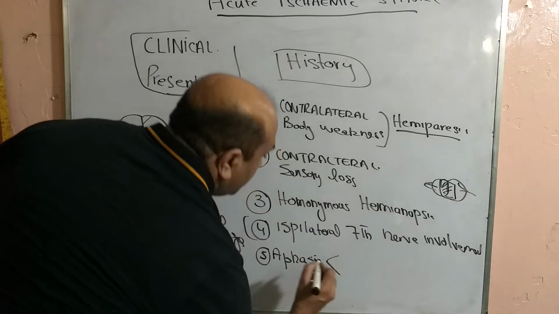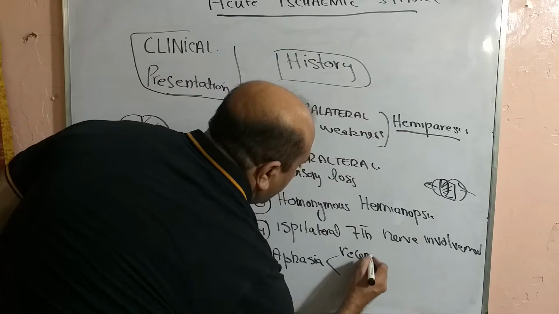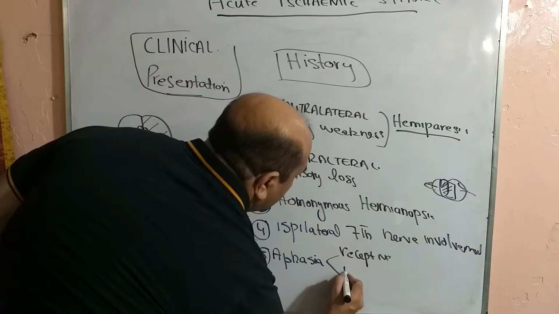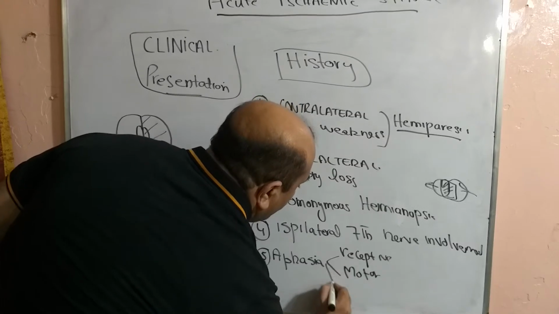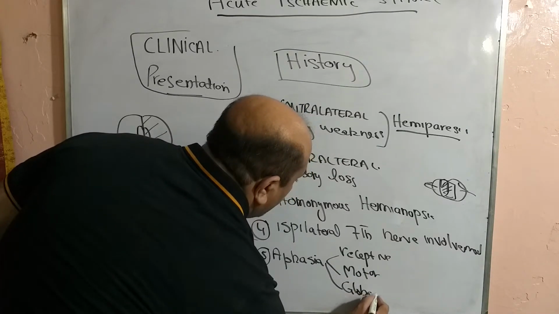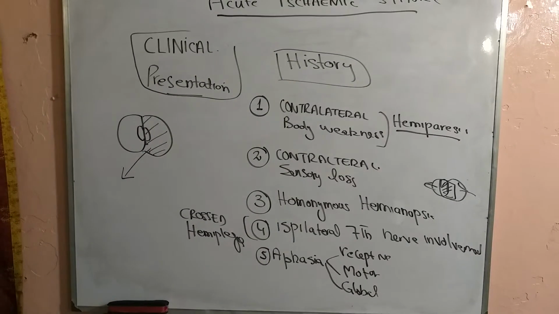Aphasia: the patient may not be able to speak. It may be receptive, it may be motor, or it may be global. Again, it depends upon the area of the brain involved, because in the inferior part of the frontal lobe is Broca's area, which is involved in the expression, or the motor part, of speech. And reception of speech is through Wernicke's area, which is located in the superior part of the temporal lobe. So the patient may not be able to listen properly, which is known as receptive aphasia.